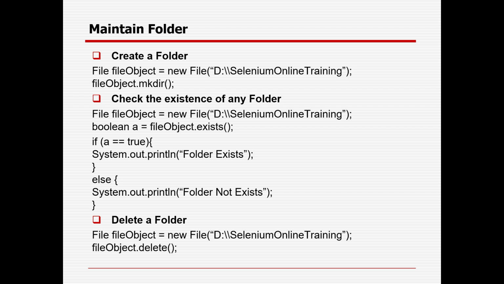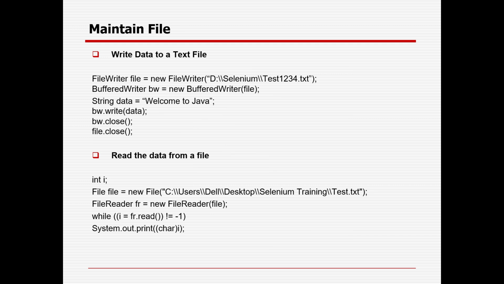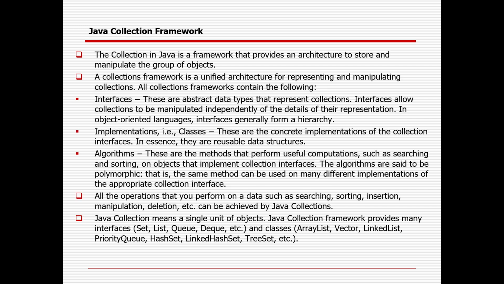With the help of the exists method, you can check the existence of a file or a folder, right? And in case you want to read a file, you need to take help from the file reader and the buffer reader. In case you want to write a file or update some value in the file, you need to use the file writer or the buffer writer.